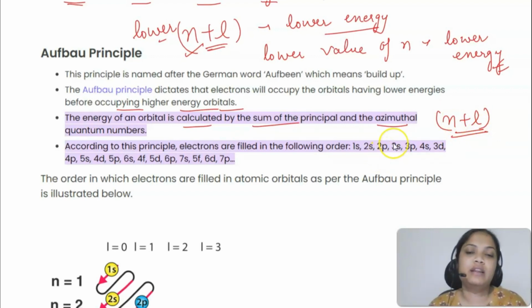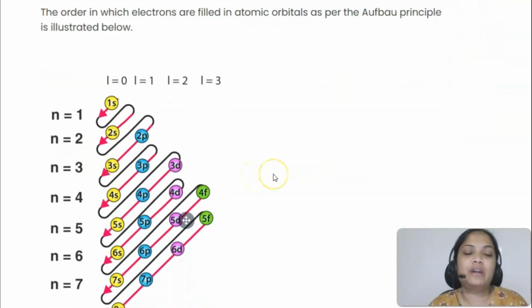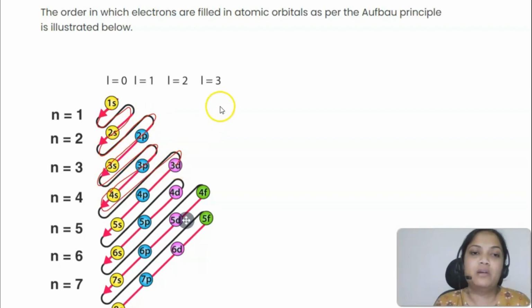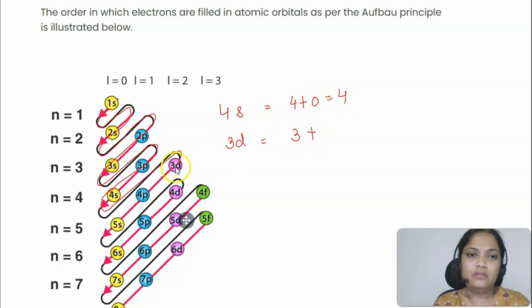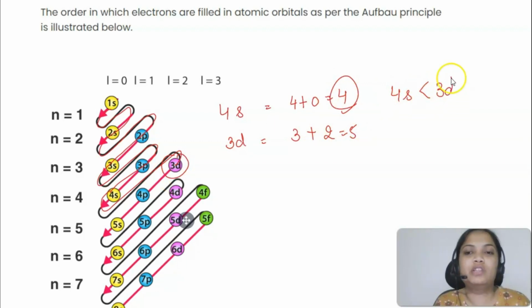Okay, so this is the correct order in which the electrons are filled: 1s, then 2s, 2p, 3s, 3p, and so on. You can see here this is actually a diagram. You can draw this diagram and it will be easy to understand how the orbitals are filled: 1s, then 2s, then 2p, then 3s, then 3p, then 4s, and after 4s, 3d will be filled. Because if you calculate the value for 4s, it's 4 plus 0, which is 4, and for 3d you see 3 plus 2, which is 5. So clearly you can see that 4s will have lower energy than the 3d orbital.